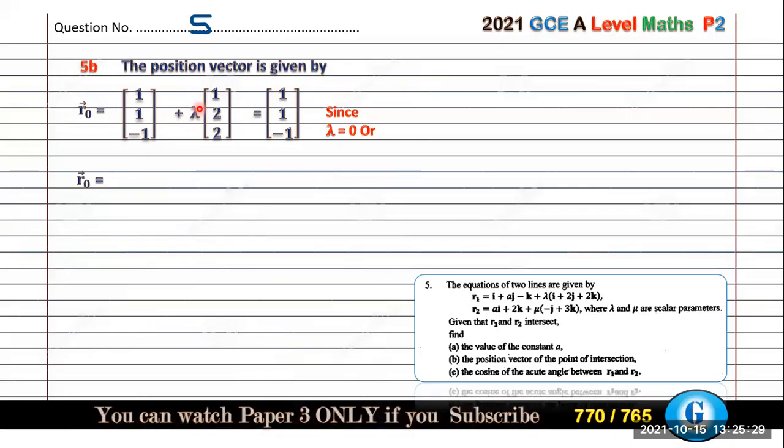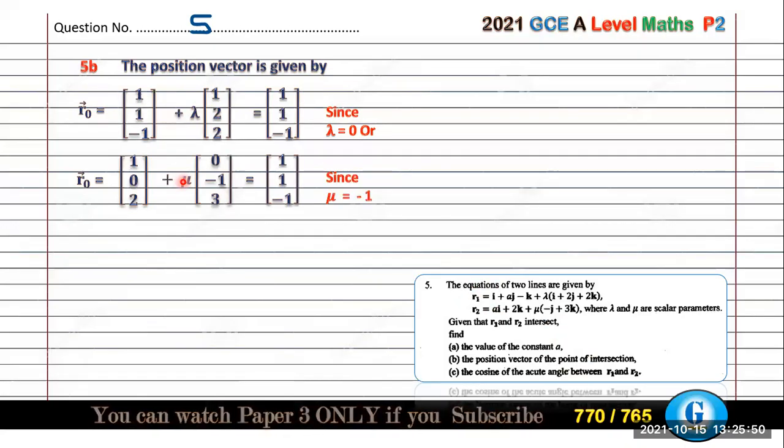Then we can equally use the second one. You can use R2, and you still have the same result, as you can see. We have our a is 1, so we have 1, 0, 2 plus our mu, which is minus 1, into 0, minus 1, 3, right? So minus 1 here, 2 minus 1 here, and simplifying, we have 1, 1 minus 1 as well. And this is because mu is equal to minus 1.